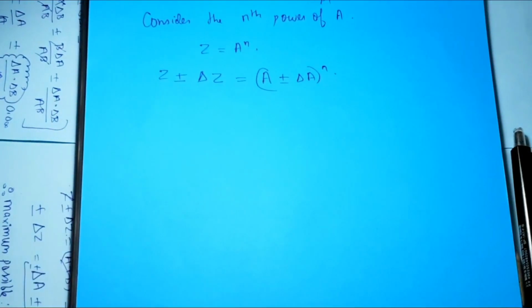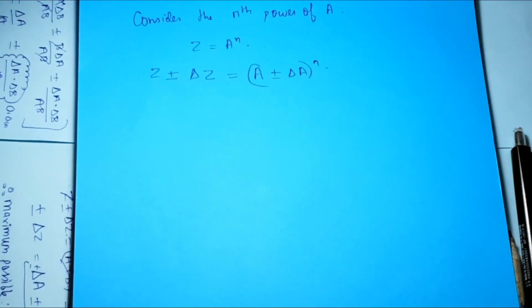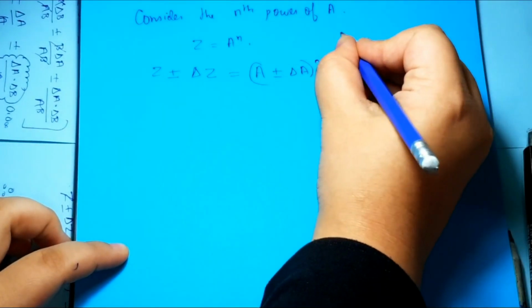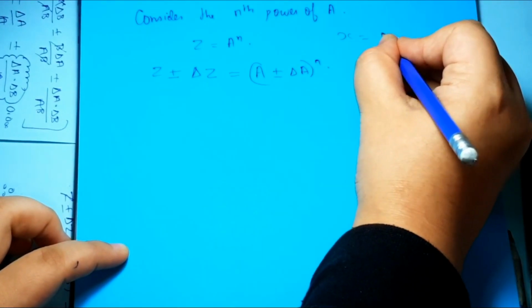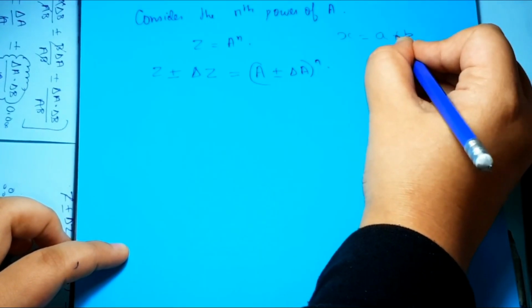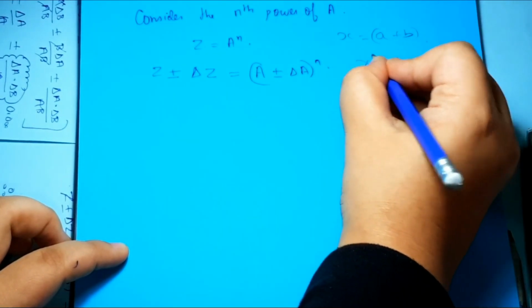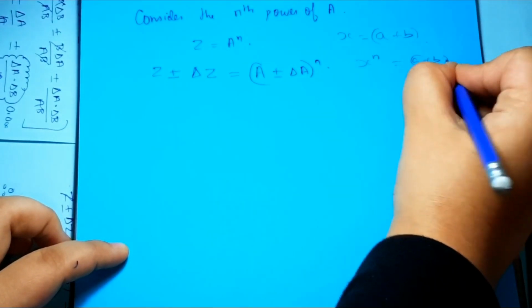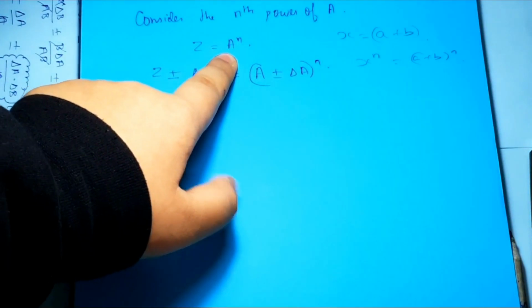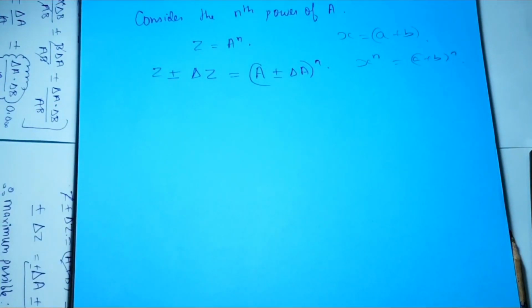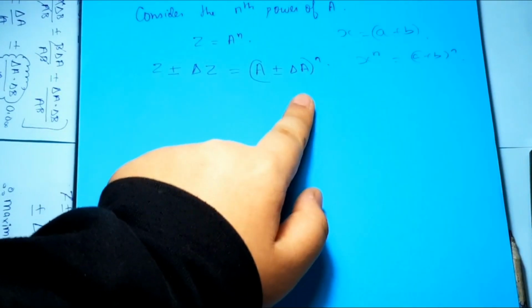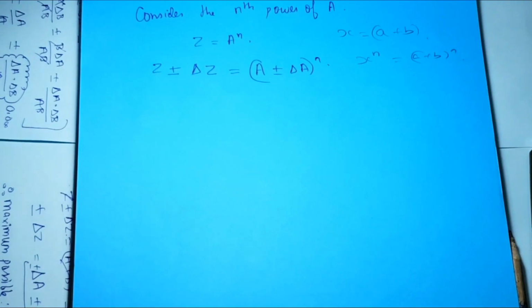Now how is it whole raised to n? It's very important to understand the point. For example, let's say we have x is equal to a plus b. So if we write x raised to n, it's going to be a plus b whole raised to n. It's the same thing being used here, because a is nothing but the measured value, and the measured value is equal to the true value plus or minus the error. So it's going to give us a plus or minus delta a whole raised to n. Great, yes. Moving on now.